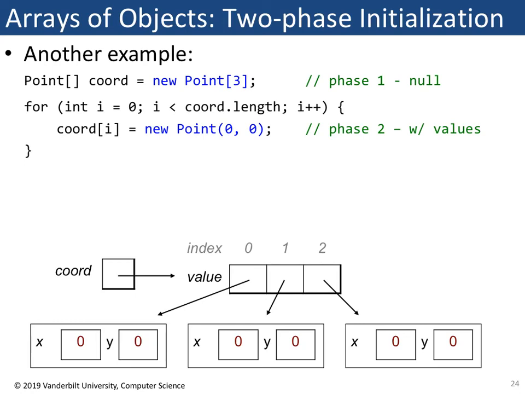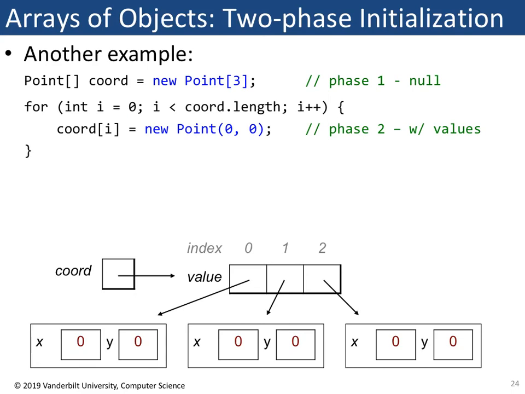So we need to follow our two-phase initialization. We've created our array. Now we need to create our point objects. So we are going to process the entire array, from 0 to coord.length, and at each element we are going to create a new point object, and store the reference to this object in that element.